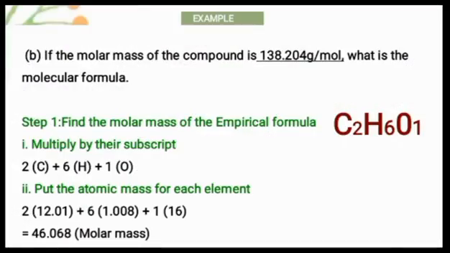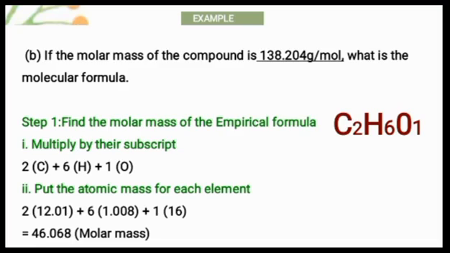Let's go on to part B. If the molar mass of the compound is 138.204 gram per mole, what is the molecular formula? Now, to get this, we find the molar mass of the empirical formula. Remember, we have the molar mass of the actual formula, but we don't have the formula thereof. But we have the empirical formula, and we're going to use it to find the molar mass of the empirical formula itself.